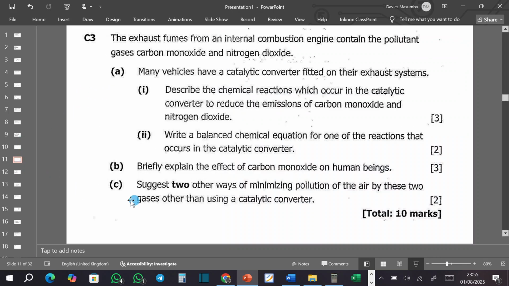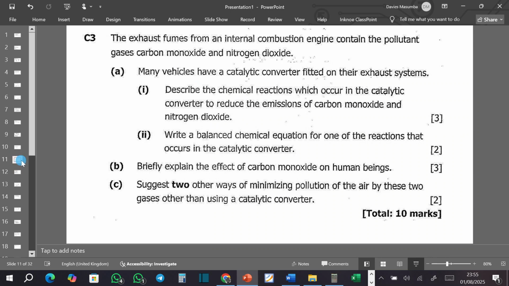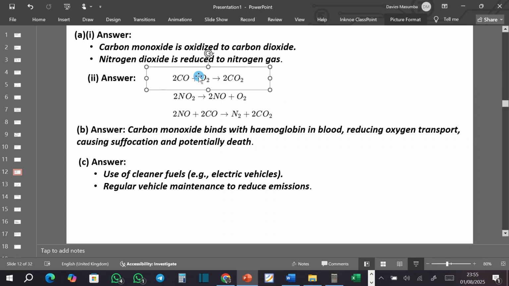Then when we come back to Roman numeral 2, it says write a balanced chemical equation for one of the reactions that occurs in the catalytic converter. So we wrote these three of them. For the first one, let me see the question, maybe one of them is wrong. Write a balanced chemical equation for one of the reactions that occurs in the catalytic converter. Okay, I think the first one is not viable. Carbon, no, it's viable, yeah.